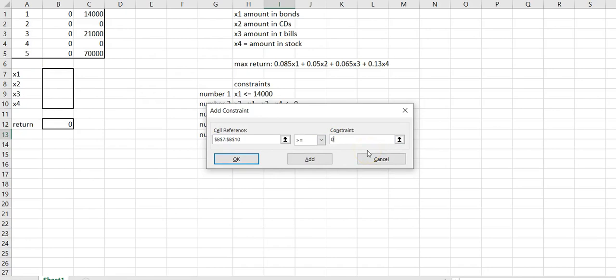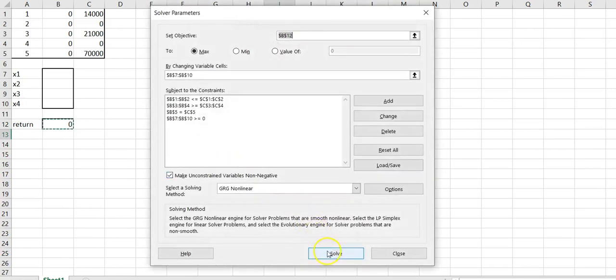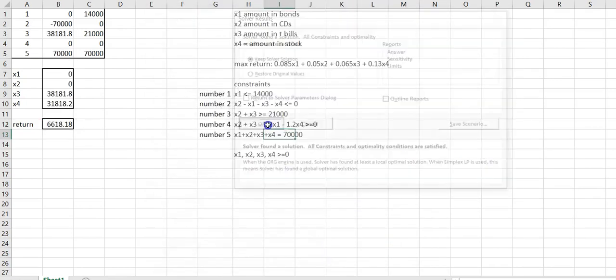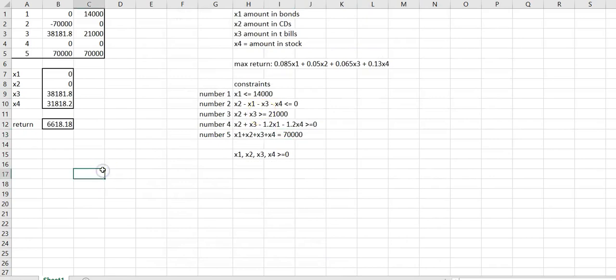Add our decision variables, greater than or equal to 0. Now, since these are dollars, they don't have to be whole. I mean, she could invest $100.27. It doesn't have to be whole numbers. So click OK. And we have our solution. So it looks like the first two things are not going to be invested in at all. Okay, and X3 and X4 tell us how much she's going to invest in treasury bills and stocks.